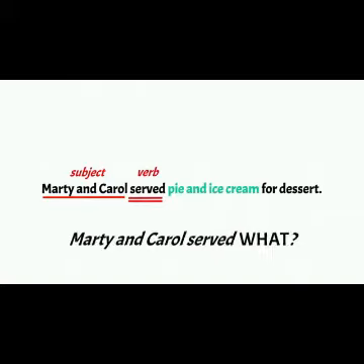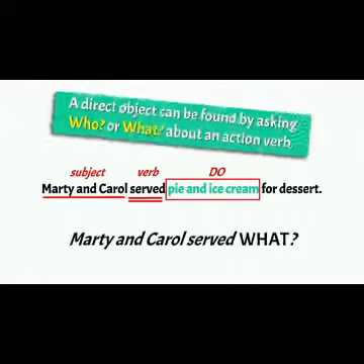Next example. Marty and Carol served pie and ice cream for dessert. So we have Marty and Carol as the subject. That is a compound subject because there are two people. Then we have a verb, served. So we can ask, Marty and Carol served what? Pie and ice cream. Direct object.